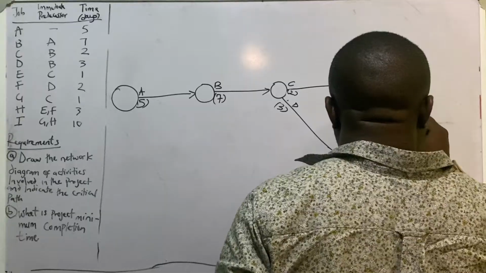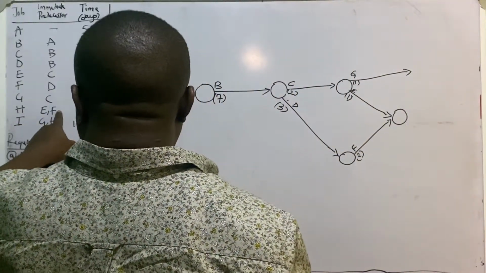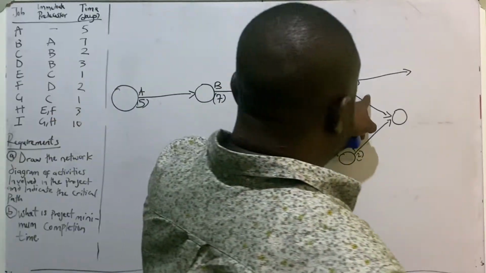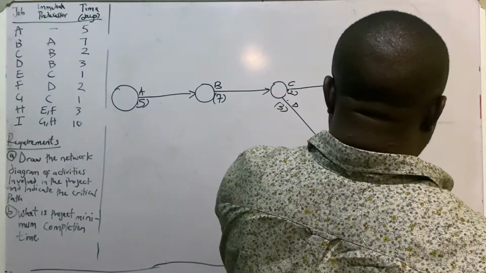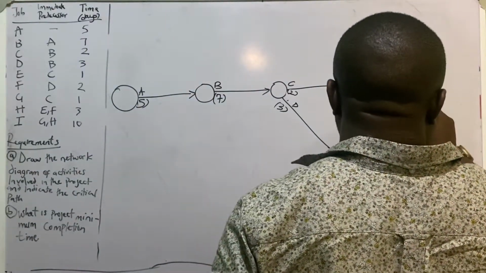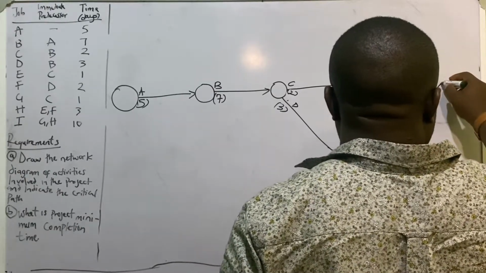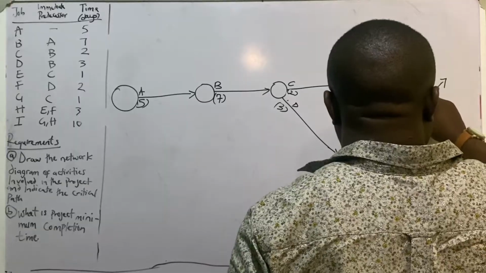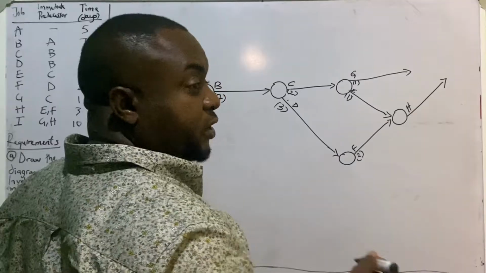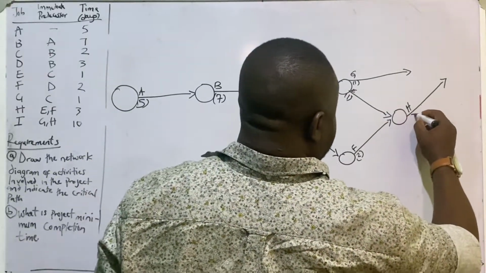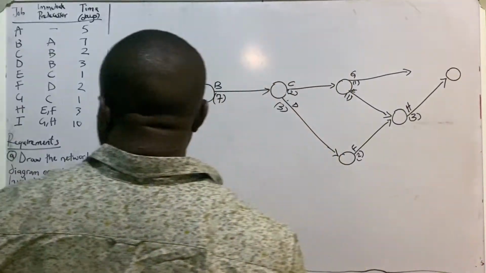So this is the end of two of them. H, E and F must end before H will start. So this is the end of E and F. So this is now H. Okay. This is now H. And H will take 3 days. So H will take 3 days. This is the end of my H.